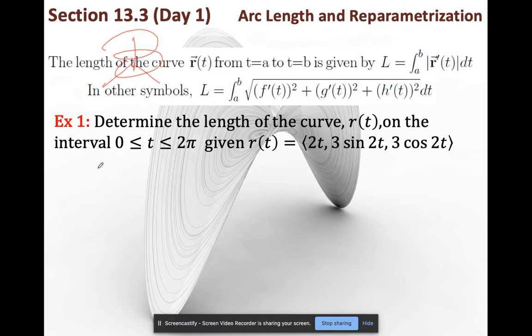So at this point, I am just going to plug and chug into a formula, right? The nice thing though, I want you to watch a little bit of this algebra. So certainly I need r prime of t. Chain rule.